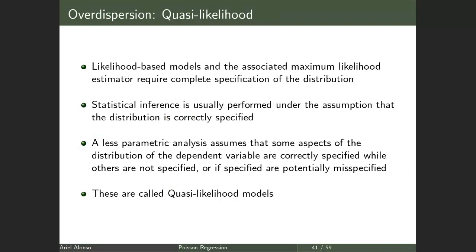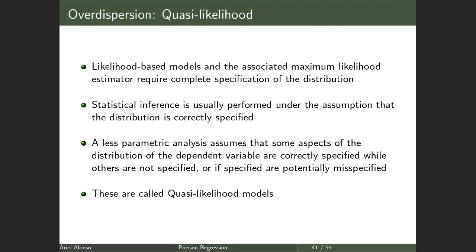Now, what is that? Likelihood-based inference, like everything we saw in the first two lectures, is based on the assumption that the complete distribution is correctly specified, right? Because the likelihood is just the probability of the data, so you need to get the probabilities right. So the likelihood machinery works based on the assumption that the whole distribution of the data, the one you use to construct the model, is correctly specified.